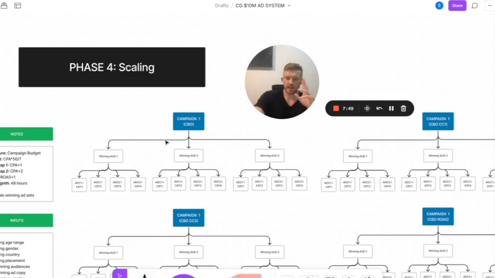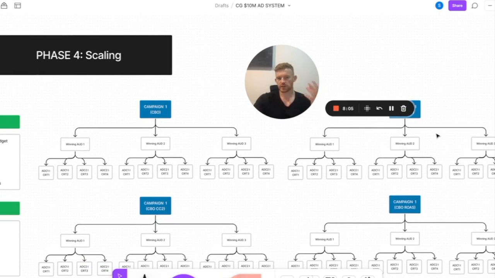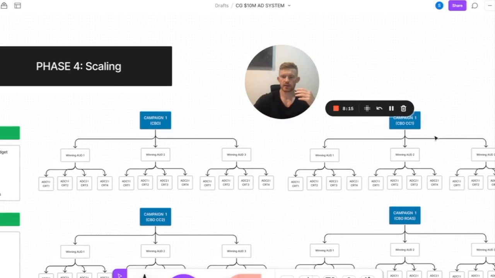Anyway, the second campaign that we launch, we just duplicate the first CBO, right? It's exactly the same. Everything is identical. The only difference is that it's got a cost cap. And you can see here, CBO CC1, which is cost cap 1. Now, a cost cap is effectively where you say to Facebook, spend this daily budget, so in this example, $100, but only spend it if you can ensure that you reach a certain price for my conversion. So in this example, it's leads.